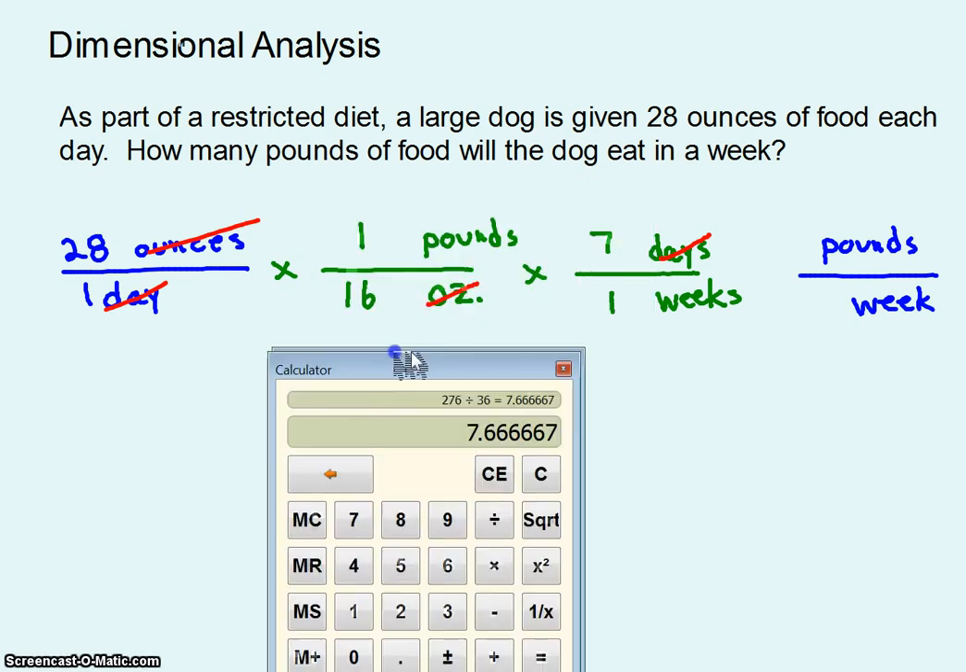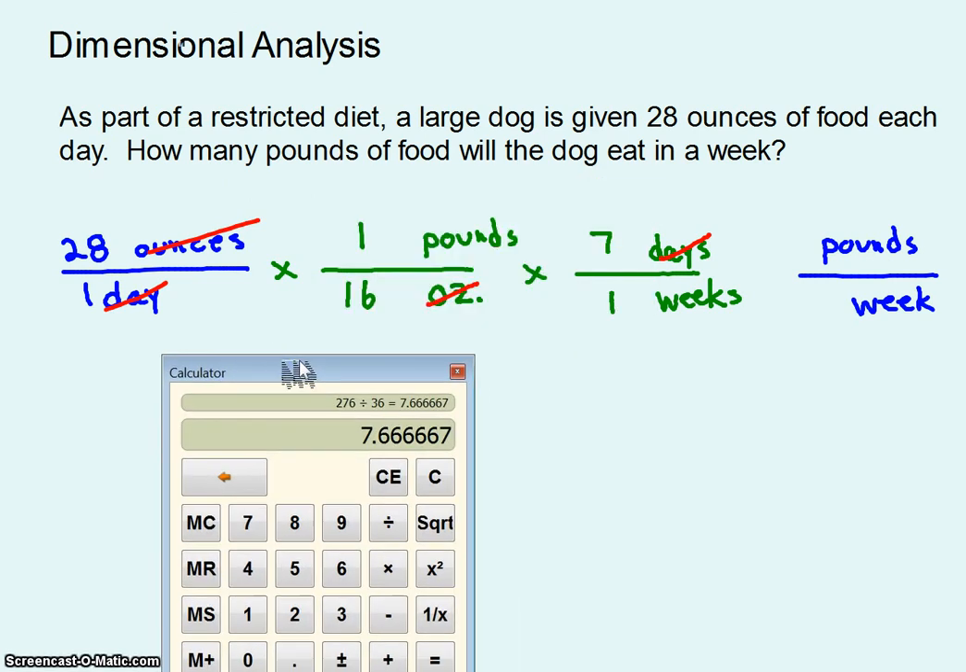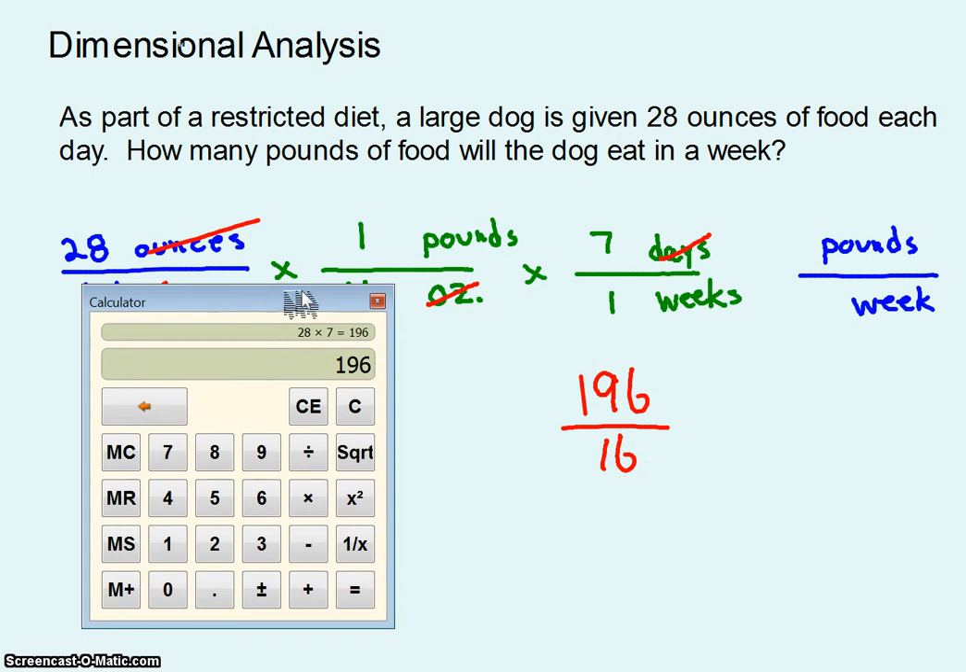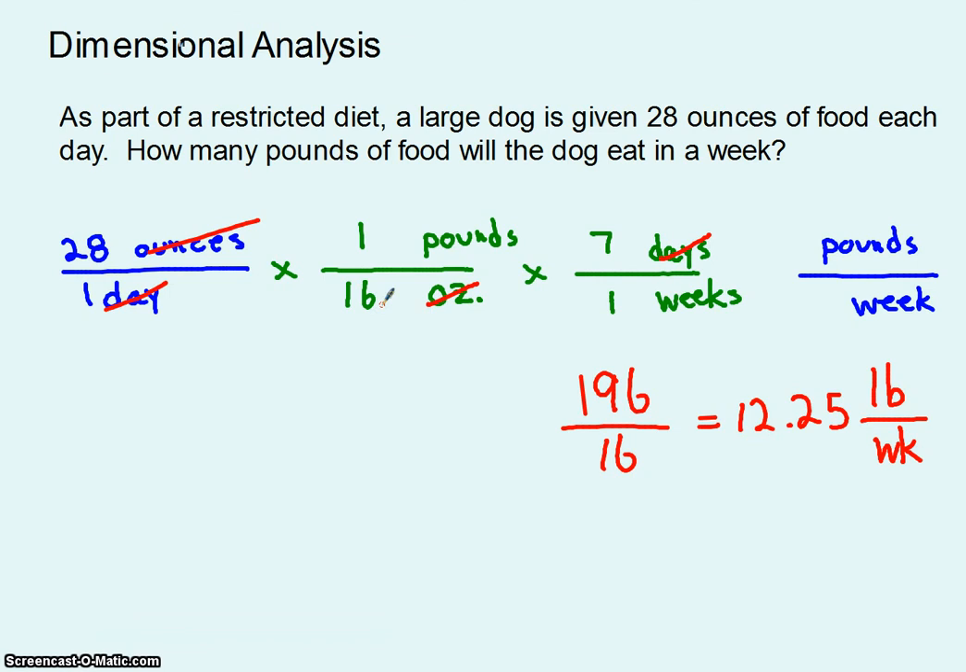So now let's just do the multiplication. 28 times 1 times 7. That's 196. Okay. And 1 times 16 times 1. Okay. So now I just need to do 196 divided by 16. And I'll have my answer. 12.25 pounds per week. And I finished my conversion.